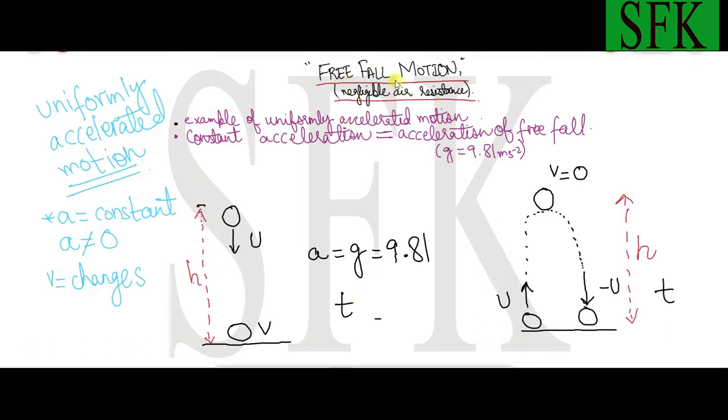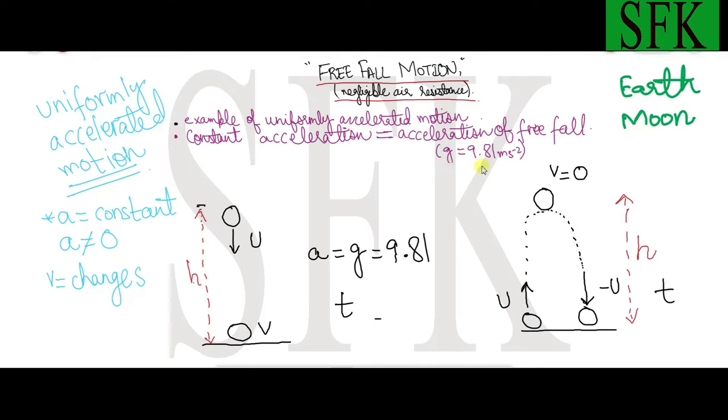Free fall motion is a motion in which the acceleration is constant, which is equal to the acceleration of free fall. It is an example of uniformly accelerated motion. This acceleration of free fall changes from planet to planet. Basically, Earth will have a certain value of acceleration of free fall, Moon will have a different value, and a different planet has a different value of acceleration of free fall.